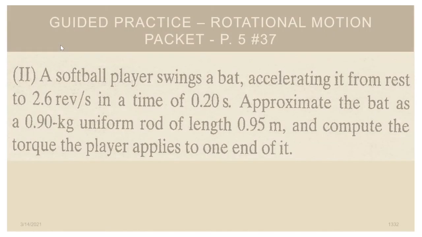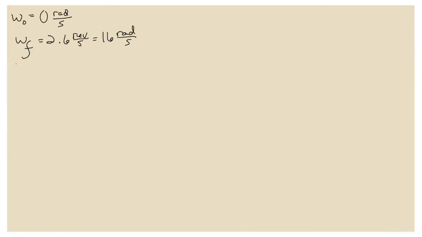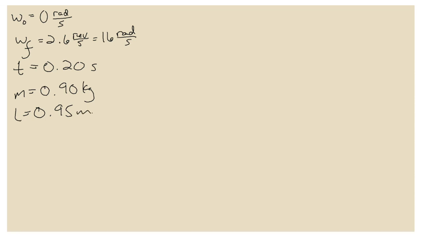We know here that the time it said in the problem was 0.20 seconds. So basically everything is given to 2 significant digits. And they told us here that the mass of this bat was 0.90 kilograms. And we're approximating it as a uniform rod with a length of 0.95 meters. Now, it's very important to ask yourself the question when they say approximated as a uniform rod, why are they telling us that? This is really ultimately the first time you're going to see this, and so this would be an important thing to pay attention to.